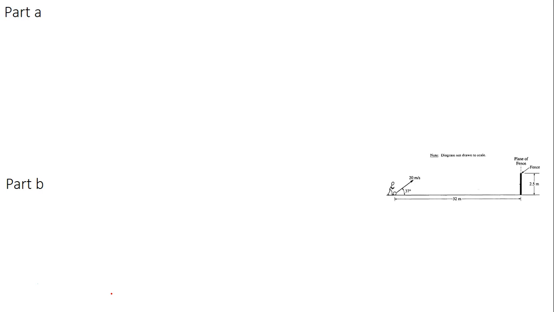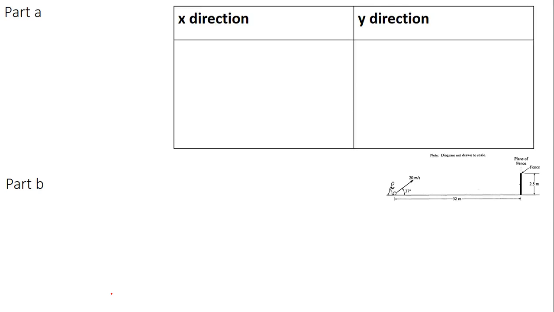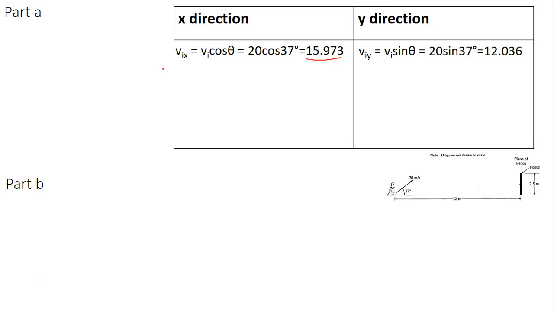So I think it's always a good idea to start out with your chart for both the X and Y directions. So in the X direction, we can easily calculate the initial velocity, which will remain at that velocity because there's no acceleration in the X direction. So Vix is equal to Vi cosine theta. In this problem, that would just be 20 times the cosine of 37 degrees. So we end up with 15.973 meters per second. And then in the Y direction, it's Vi sine theta. So 20 times the sine of 37 degrees, which is 12.036.